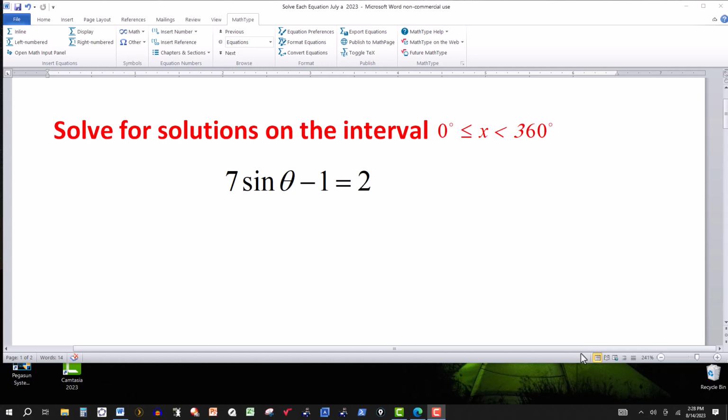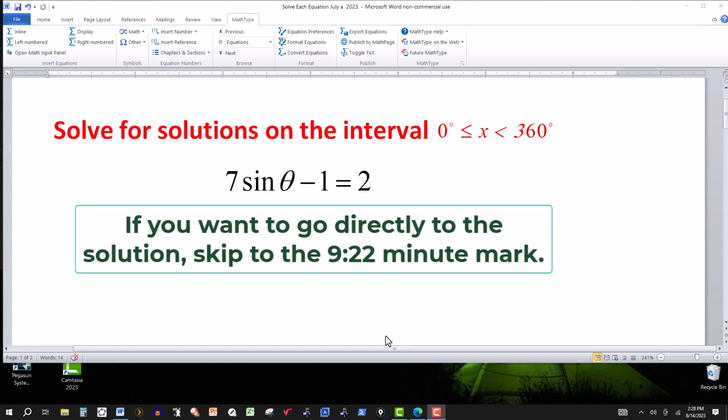In this video, we're going to look at how to solve a very basic trig equation, where 7 sine theta minus 1 equals 2. We're going to find the solutions in the interval from 0 to 360, including 0 but not 360. At any point, if you want to try to work this out, go ahead.